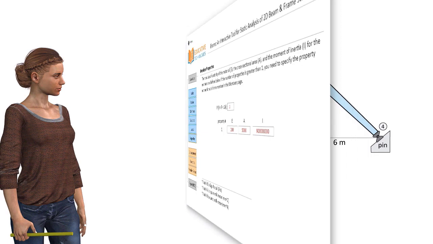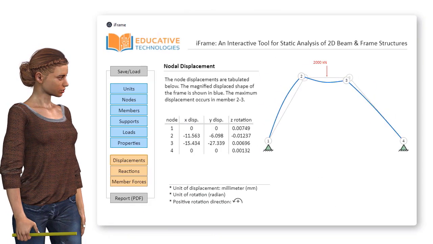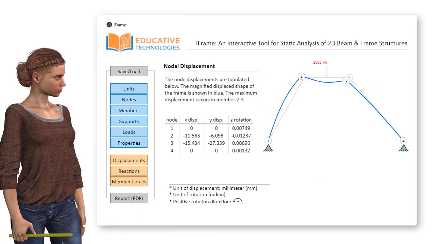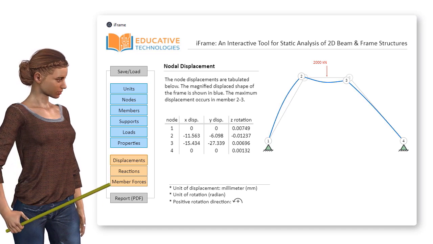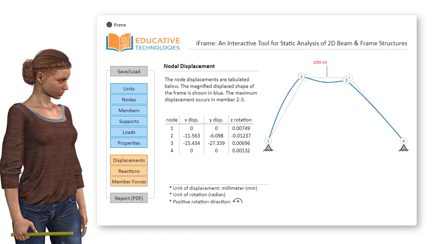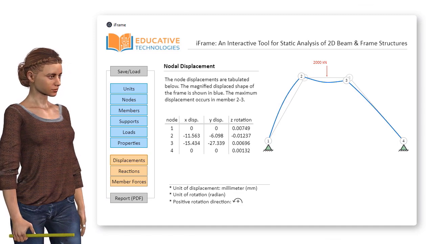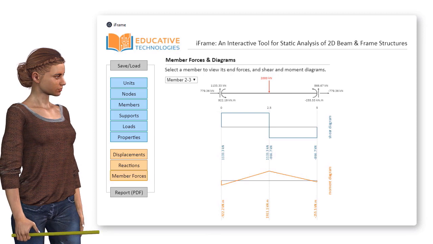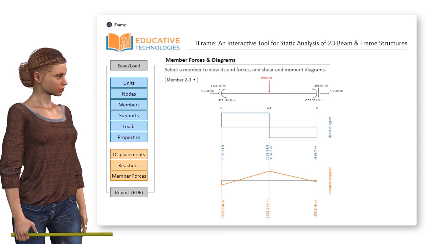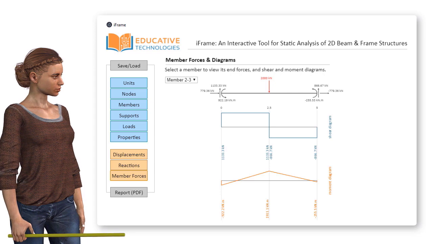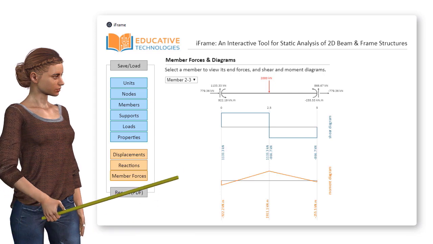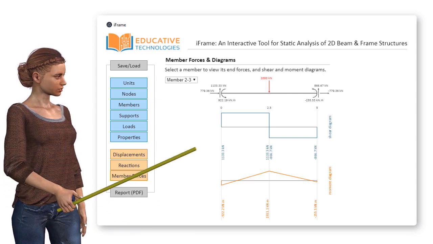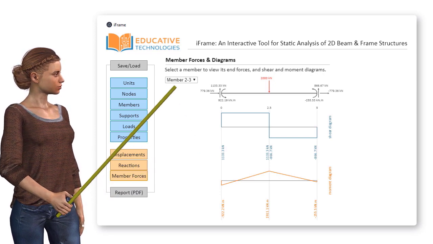The Displacement tab can be used to examine the nodal displacement values and visualize the deformed shape of the structure. The Reactions tab can be used to examine the support reactions. And the Member Forces tab shows the member end forces and the shear and moment diagrams for each frame member. For example, here we see the forces and diagrams for the horizontal member located between nodes 2 and 3.